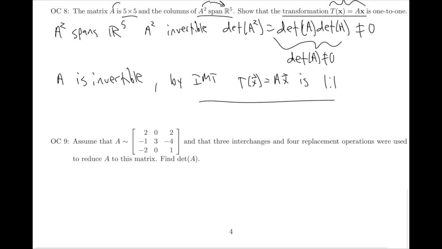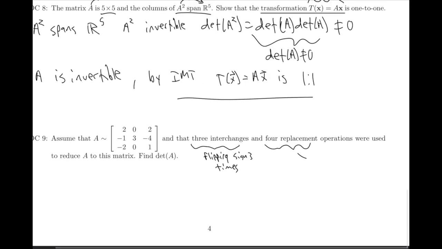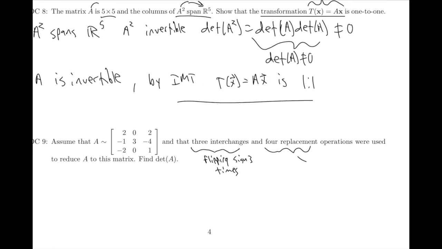It says we're doing 3 interchanges and 4 replacements. Replacements don't change the value of the determinant, but an interchange flips the sign. So we're flipping the sign 3 times. So this is them row reducing. The determinant of A is going to be equal to negative 1, flipping the sign once, negative 1, flipping the sign twice, negative 1, flipping the sign the third time.